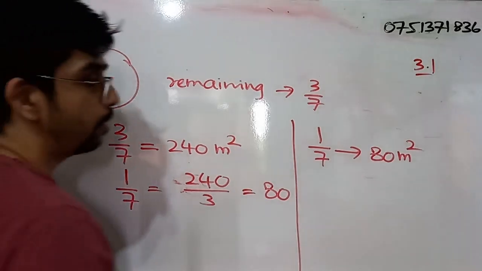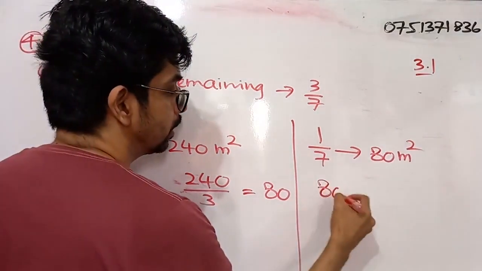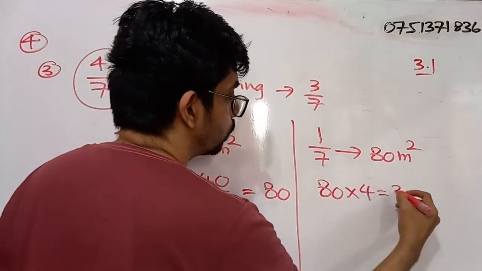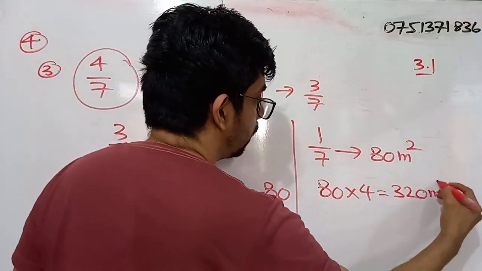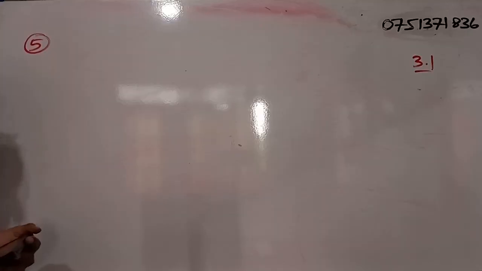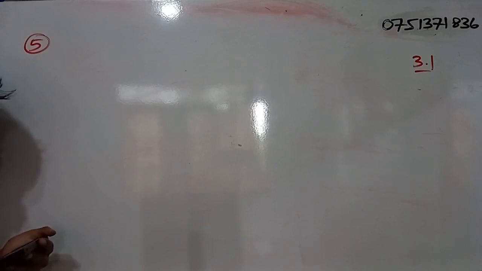4 by 7. So we have to multiply this by what? 80 by 4. So we get what? 320 square meters. Okay, question number 5. Vishwa, who is saving money to buy a bicycle, has been able to save 5/8 of the required amount. He requires 2,700 rupees more to buy the bicycle.